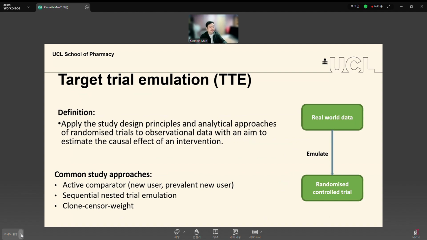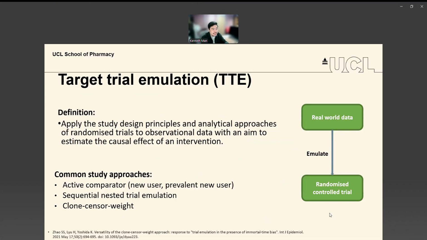So to start with, this is the stuff that is really trendy right now. It's what we call target trial emulation. By definition, we are going to apply the study design principles and the analytical approaches that we normally use for randomized trials to observational data, with an aim to estimate a causal effect of an intervention.